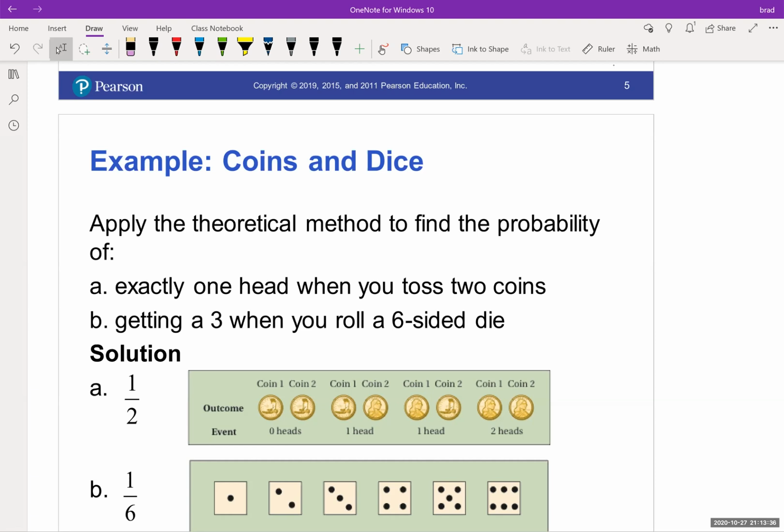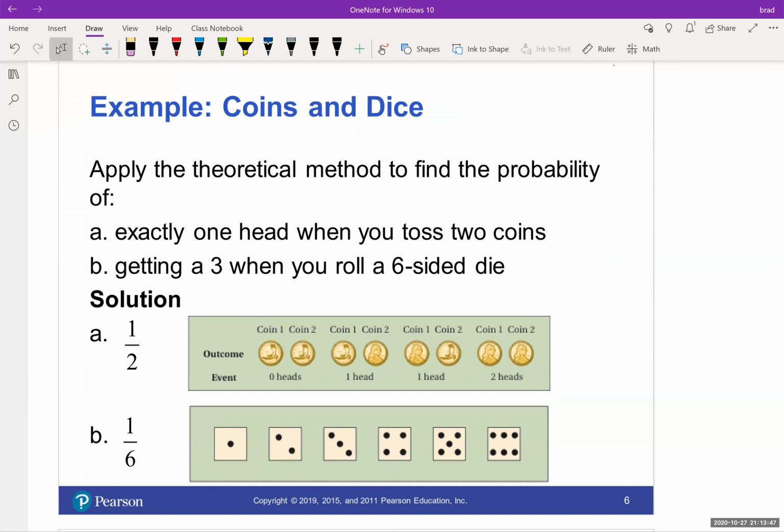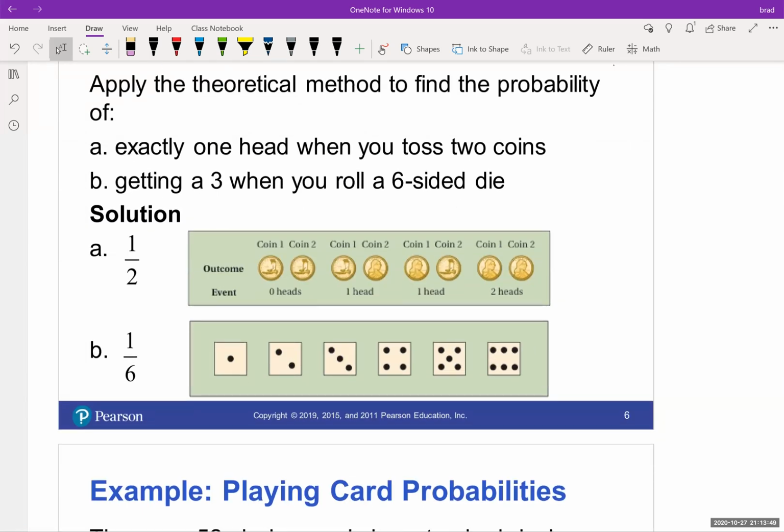So it says apply a theoretical method to find the probability of exactly one head when you toss two coins. Okay, so we're going to keep it right here. I normally delete the solutions, but I really like their pictures that they had, so I didn't want to get rid of them. So if you notice right here, what they're doing is they're giving us all the outcomes, right? And the event is 0 heads, 1 head, 1 head, or 2 heads. So we're concerned, okay, with what? Exactly one head being flipped on your coin, okay?